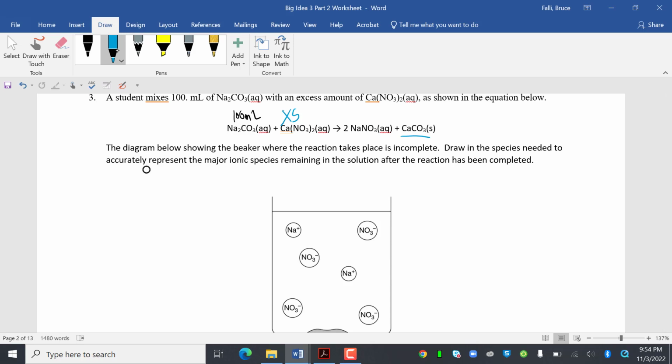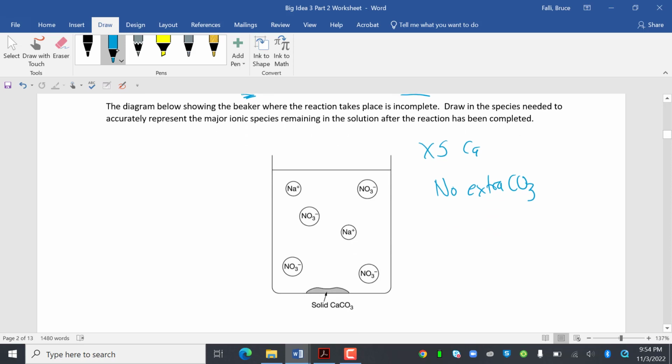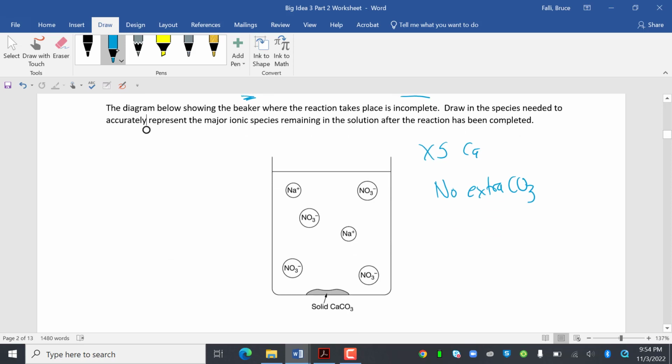So what that means is I should have excess Ca, and I should have no extra CO3, right? Because this is limited, right? The Na's will still be there though, okay? So there's solid CaCO3. So a diagram showing the beaker where the reaction takes place is incomplete. Draw the species needed to accurately represent the major ionic species remaining. So no extra CO3 2-, but yes, Na positive.